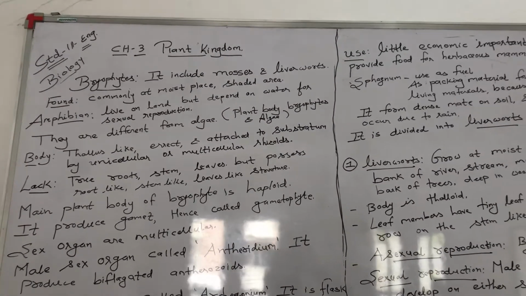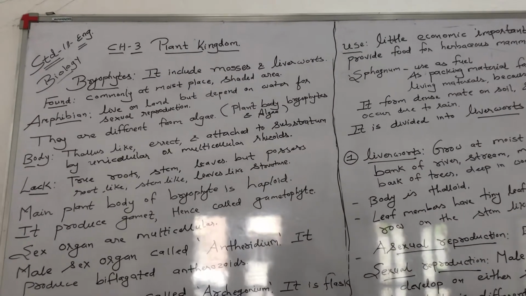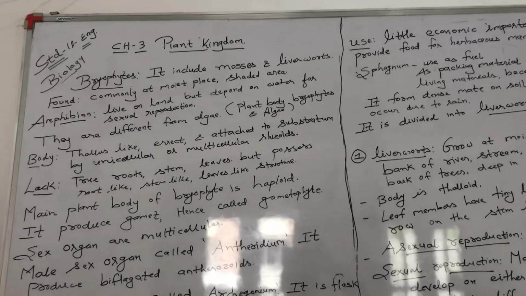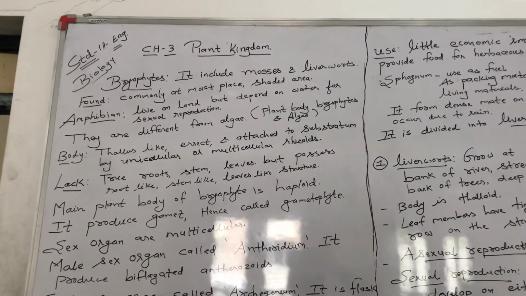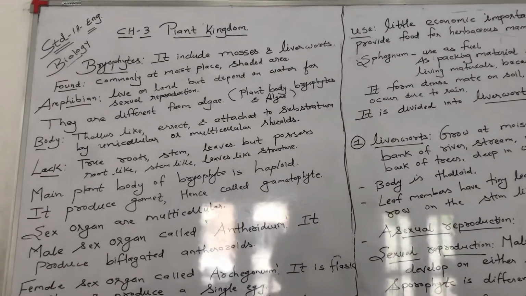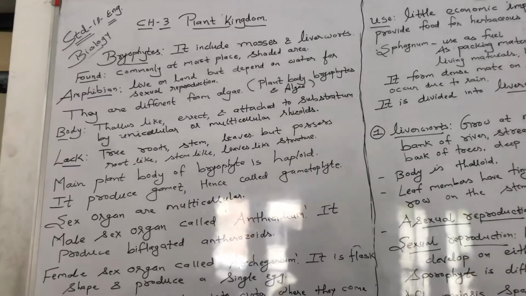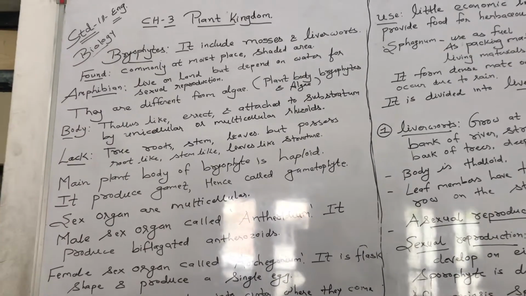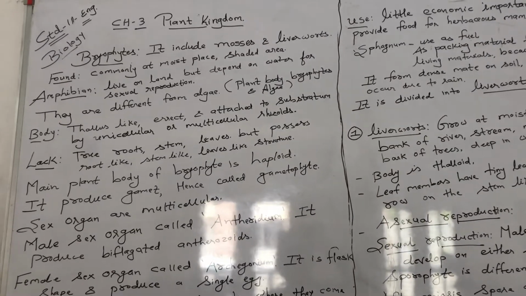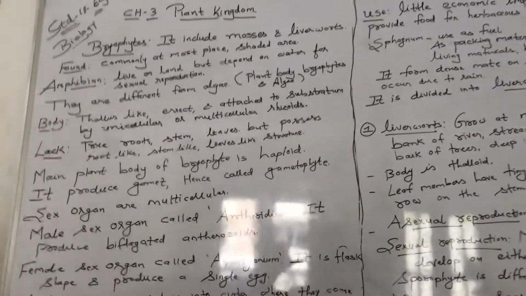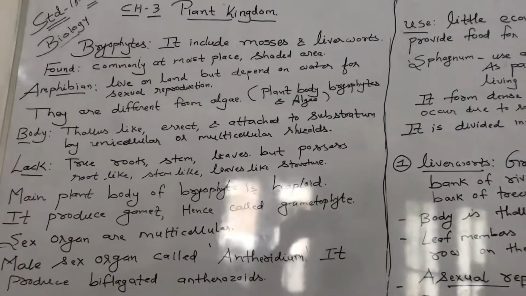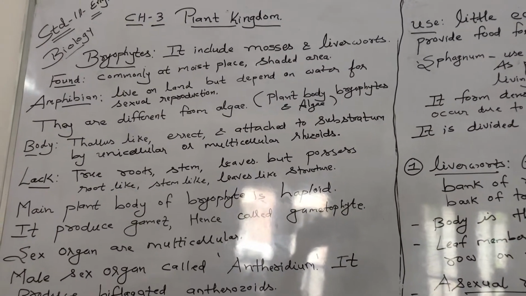They are found commonly in moist places and shaded areas, meaning areas with shade, right? They are also known as amphibians. Bryophyte is considered an amphibian. Why amphibian? Because it lives on land but depends on water for sexual reproduction, right? That's why they are considered amphibians.